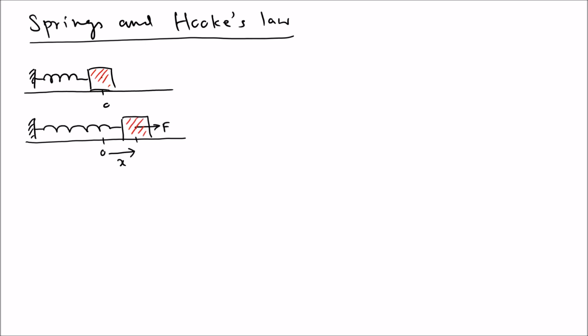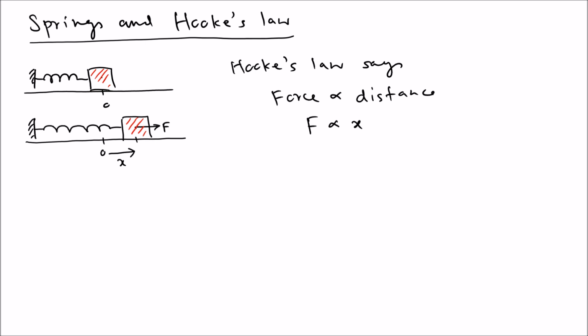What Hooke's law says is that when you stretch x distance from its natural position, the force is proportional to the displacement, how much it is stretched from its natural position. So in other words, F is proportional to x. There's a proportional constant, which we normally call k. So F equals kx, that is Hooke's law, where k is called the spring constant.